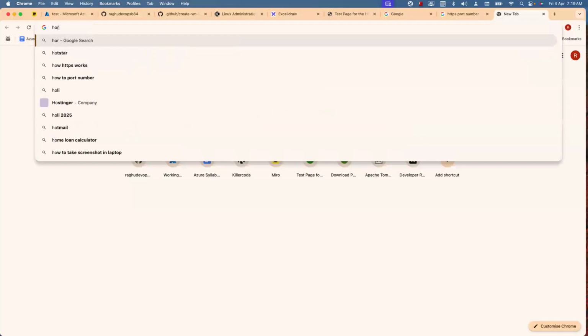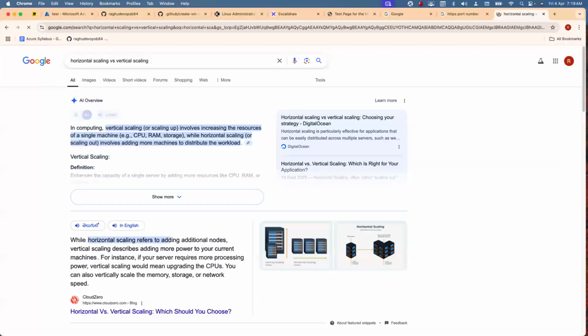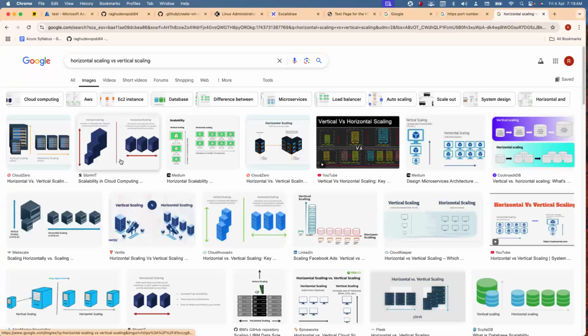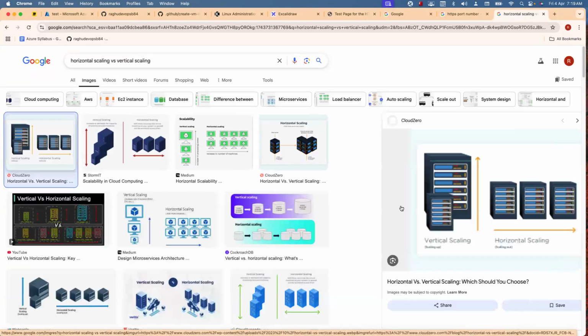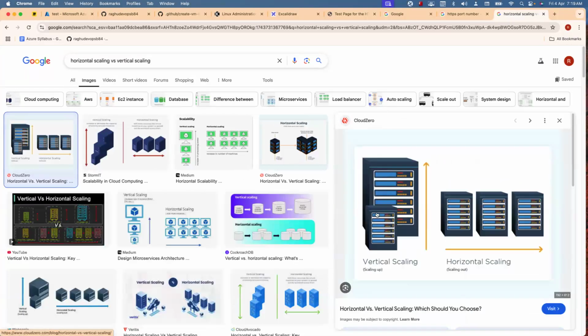So here, horizontal scaling versus vertical scaling. See the diagram here. Vertical scaling is where you change the same server to a bigger size. But horizontal scaling is where you add more servers when you need them, and remove the servers when you don't need them.